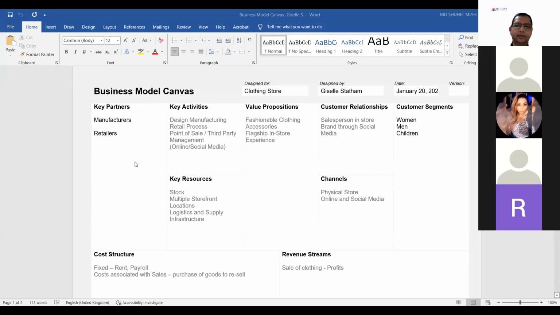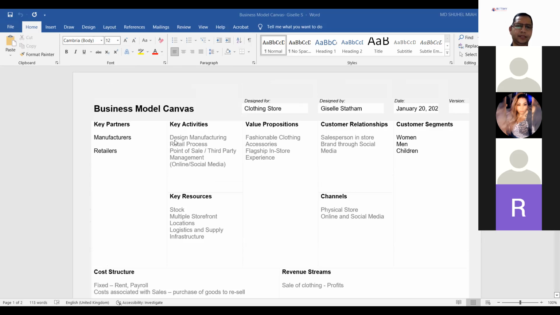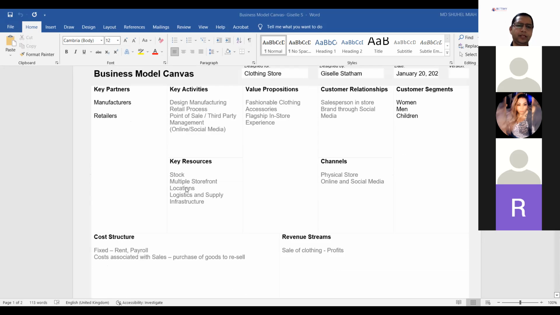Okay. I didn't really have a lot of time, so it was a little bit rushed, to be honest. I didn't really get to go through everything in detail. All right. So the key activity is designing and manufacturing, the retail process. A clothing store normally doesn't design and manufacture, they sell. But if you are saying it is the garment industry or garment factory, yes, that one is designing and manufacturing. Point of sale, third party management, yes, understood. Key resources: stock, multiple storefront locations. Location where? Logistic and supply infrastructure.